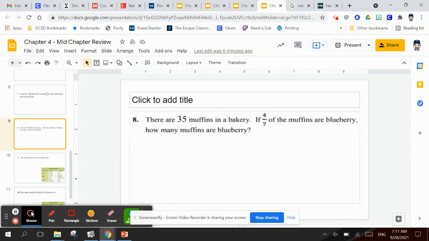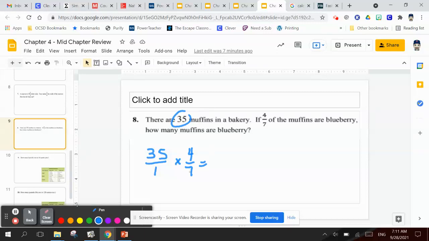Number 8 says there are 35 muffins in the bakery. If 4/7 of those muffins are blueberry, how many muffins are blueberry? So again, I'm going to change my whole number to a fraction. So 35 as a fraction is 35 over 1. I'm going to multiply that by 4/7. Now I know that 7 is a factor of 35. So if I divide each by 7, 7 divided by 7 is 1. 35 divided by 7 is 5.